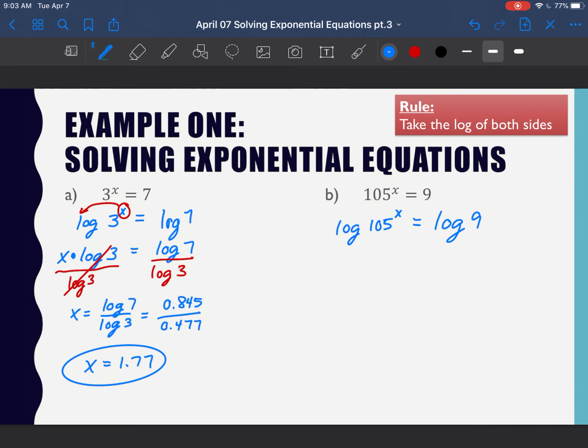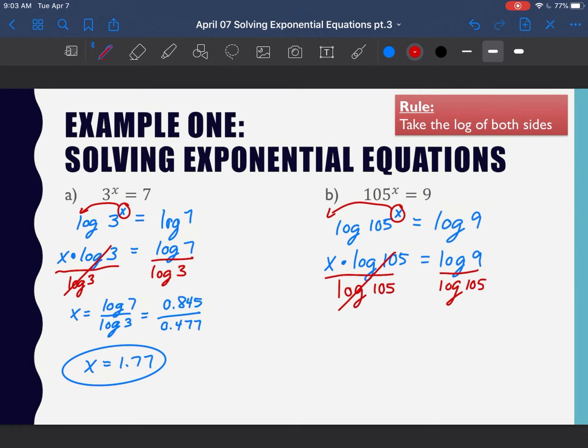And it's always the same exact steps. Take the log of both sides. Exponent moves to the front. So x times log 105 equals log 9. Then divide both sides by log 105, because again, the goal is to get the x by itself, so I got to get rid of that. So these cancel out. You get x equals log 9 over log 105.